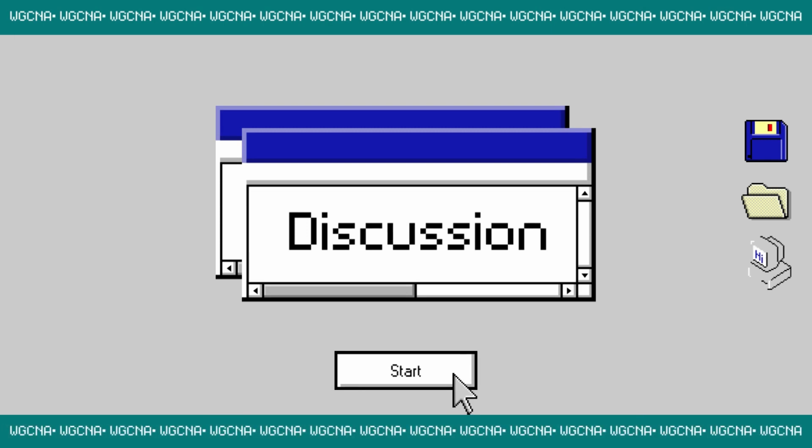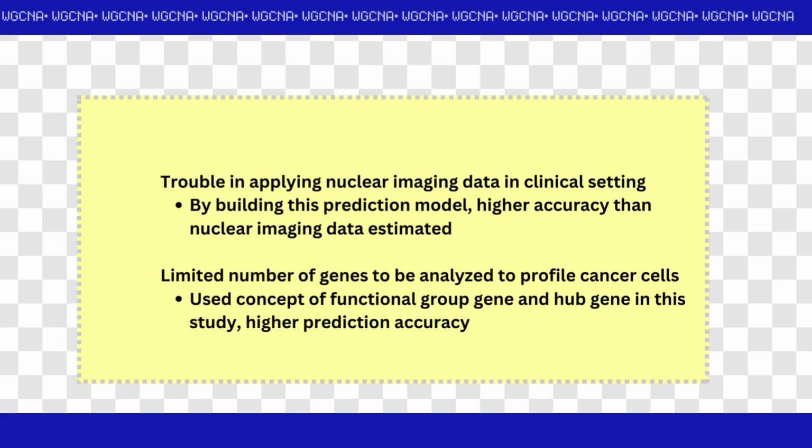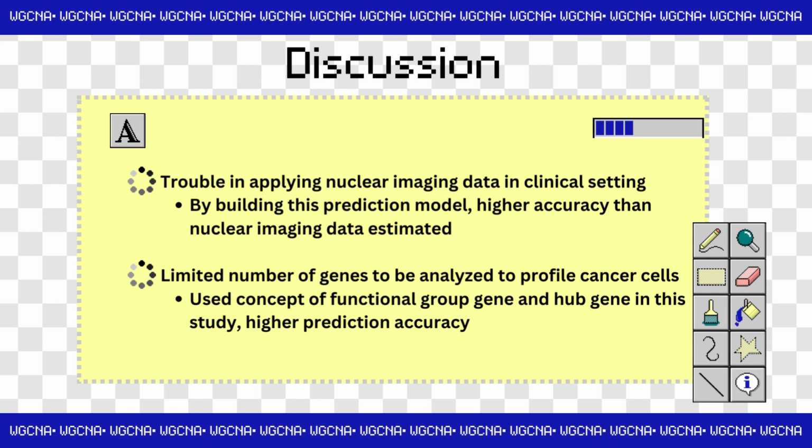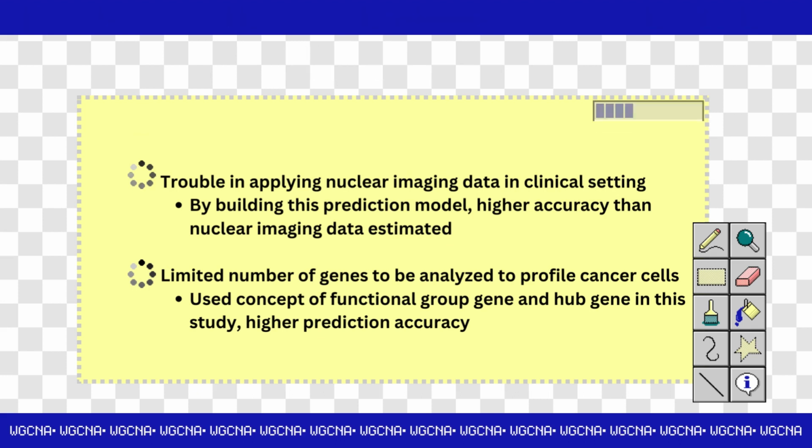Now let's move on to the discussion. There are several setbacks discussed that were overcome in the study. Firstly, there was trouble in applying nuclear imaging data in a clinical setting. By building this prediction model, higher accuracy than nuclear imaging data had been estimated to predict breast cancer metastasis. Next, there was a limited number of genes to be analyzed to profile cancer cells. In this study, the concept of functional group gene and hub gene was used, which gives higher prediction accuracy.